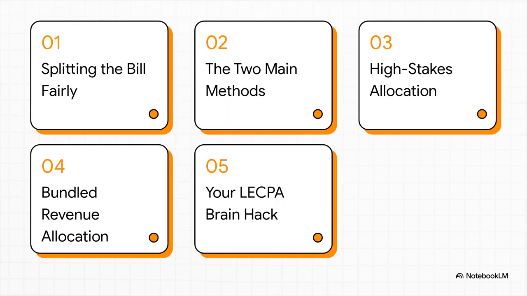So here's our roadmap for today. We're going to start with that flight problem, then dive into the two main pro-level methods for solving it. After that, we'll see how this whole thing plays out in the real world with some super high-stakes contracts. Then we'll flip it and talk about revenue. And of course, we'll finish up with a simple brain hack so you can nail this on exam day.